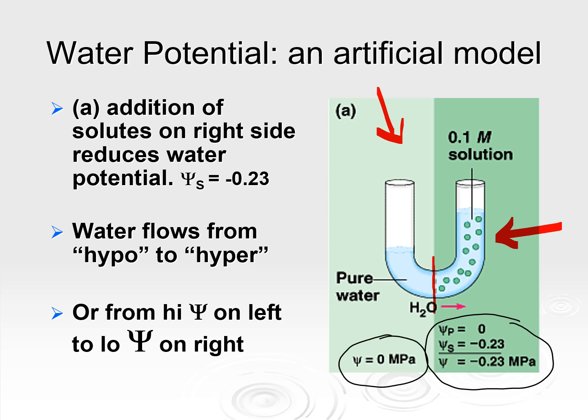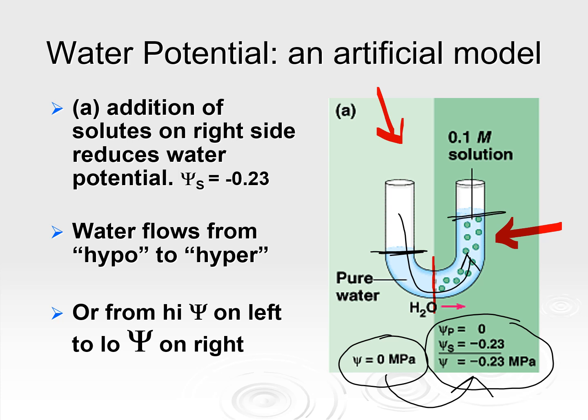Water will always move from an area of high water potential to an area of low water potential. So if I think about it, which one of those numbers is higher? That's right, 0 is actually higher than negative 0.23, so I will find that water will move in that direction. And if I look closely, I will see that that is what has happened. So over here, the water is lower, and over here, it is higher.